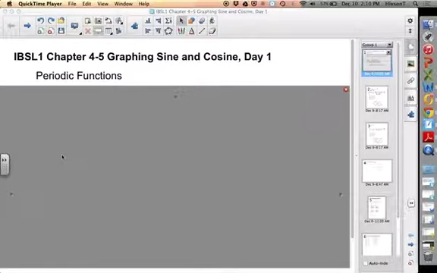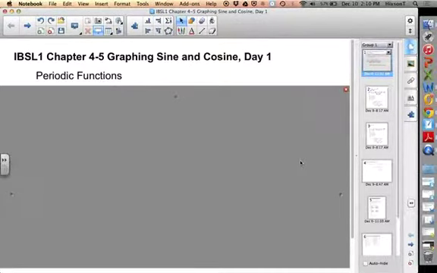Before we get to those specifically, though, I want to talk just briefly about periodic functions in general. First of all, just answer the question, what is a periodic function? Well, a periodic function is something that has a period and an amplitude. Okay, a period is a portion of the graph that repeats exactly over and over and over again.